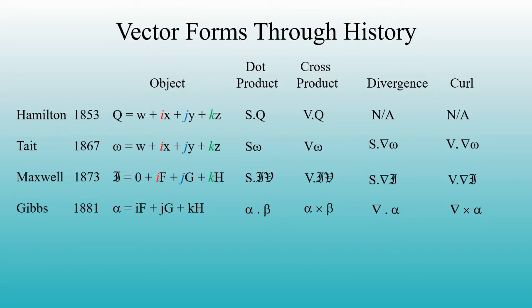Gibbs's object is a 3D object with real IJKs, not a 4D object with imaginary IJKs. I write the IJKs here in black rather than in color to indicate this. The dot product and the cross product look pretty close to what we use today, except that the dot is along the bottom rather than centered.